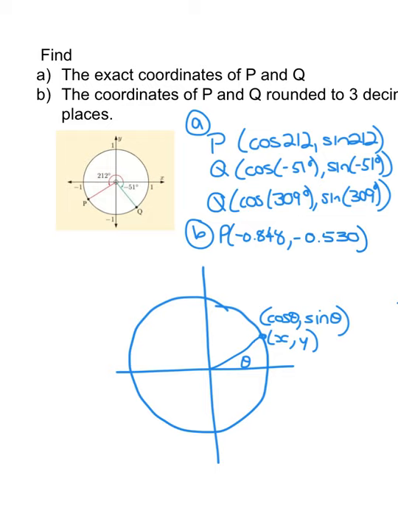Now when you get that, it's always worthwhile checking, does that make sense? If you think about it, look at P right here. P is in that quadrant, and if we think about it, x is negative, so cos of the angle is negative, and y is also negative, so sine of the angle is also negative. Makes sense?